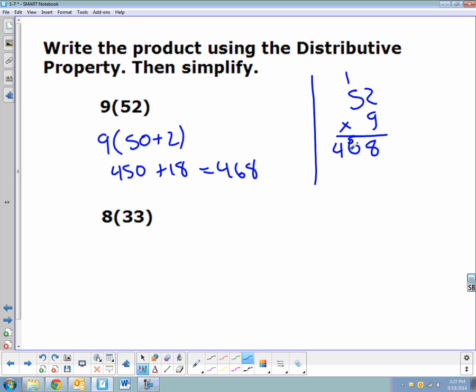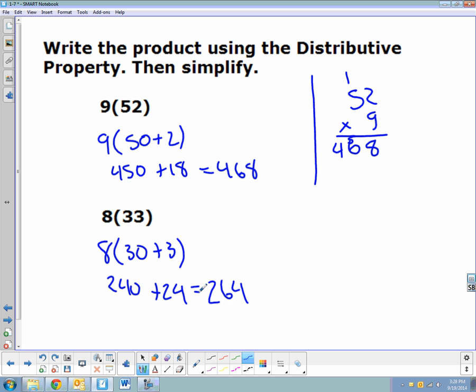So 8 times 33. 8 times 33 might be difficult to do in your head unless you think about it as 8 times 30 plus 3. 8 times 30, 240. 8 times 3, 24. So 264. That's a little bit easier to do in your head. And so the distributive property, what they're looking for in this section might seem pointless, because I can do 8 times 33 without doing the distributive property.